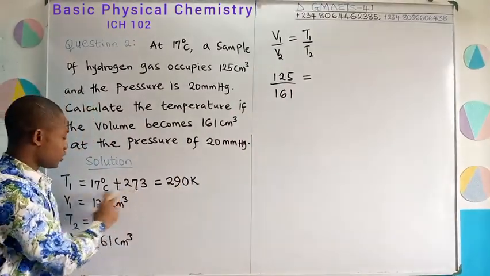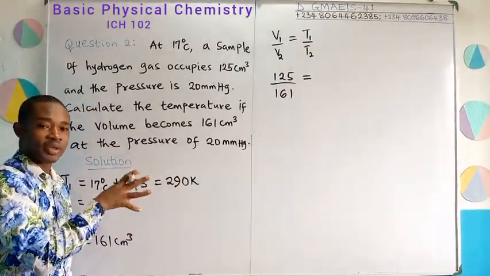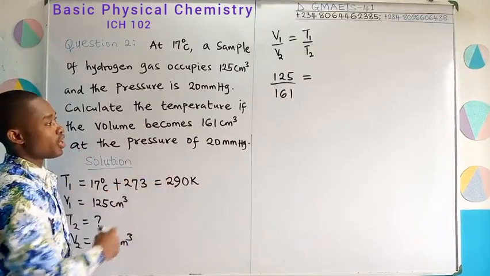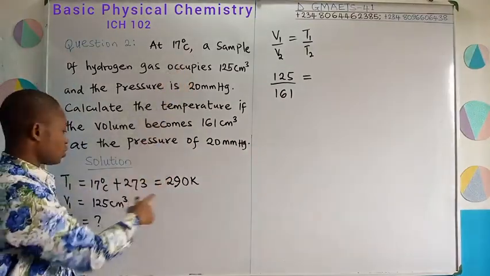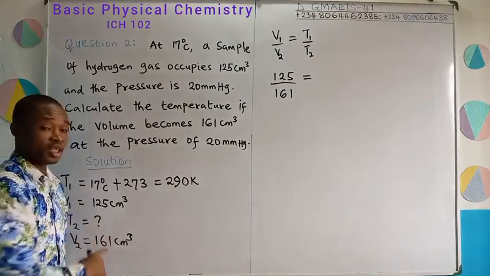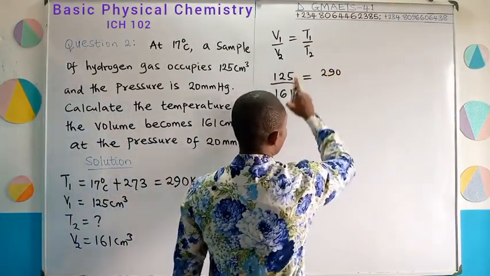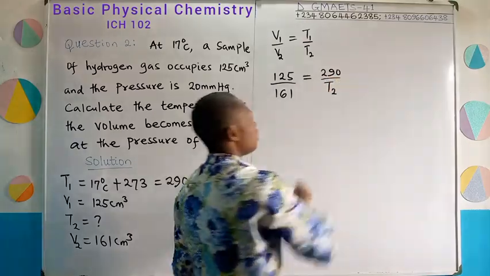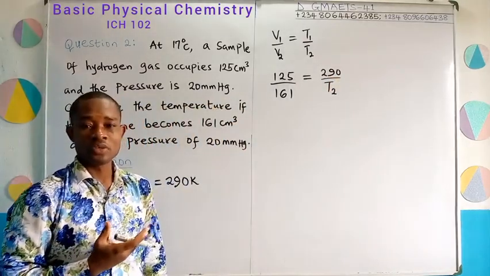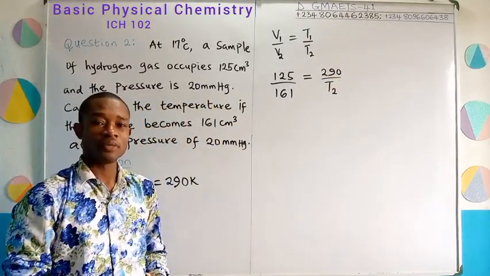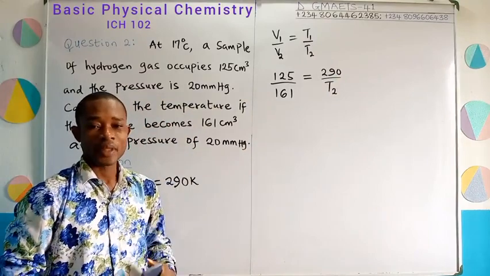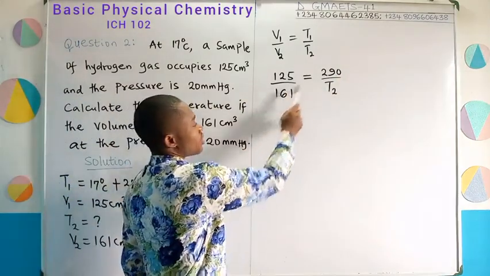Whenever you add 273 to a degree Celsius temperature value, the unit changes to Kelvin. Okay, so T1 is 290 Kelvin, T2 we do not know. That's what we are looking for. So we'll leave it as T2. Numerator 290 and then over T2. And so we can now solve for T2. T2 is in fraction form, so you have to cross multiply. If you cross multiply, you have this and this.